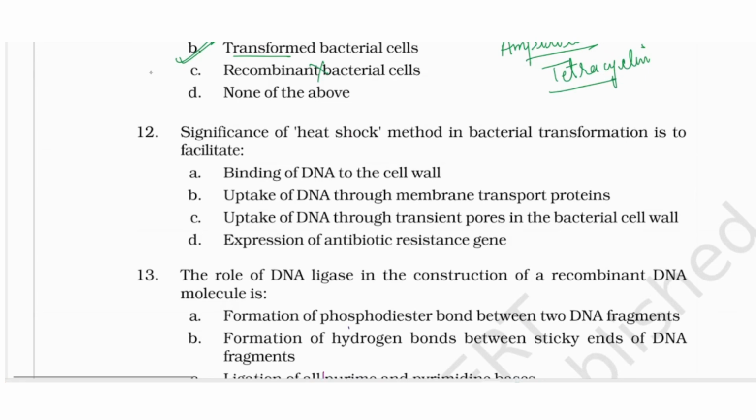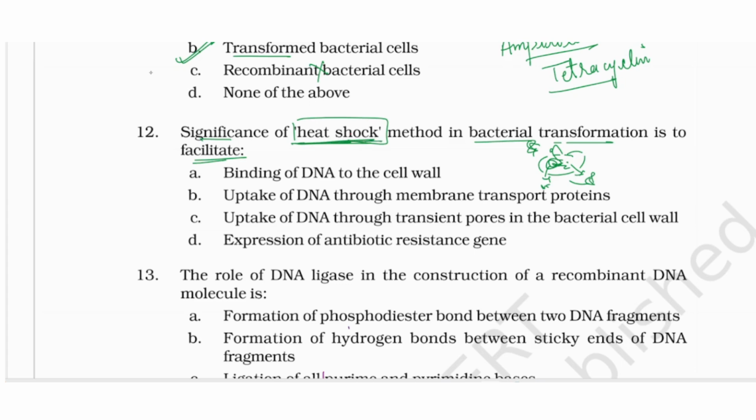Okay, now next is the significance of the heat shock method in bacterial transformation is to facilitate what? Heat shock means actually one cell was there, we will give the high temperature. Because of the high temperature there are pores in the membrane, and the DNA or the material present in it will come outside through the pores, right? It was coming outside. That is why we have given the heat shock treatment.